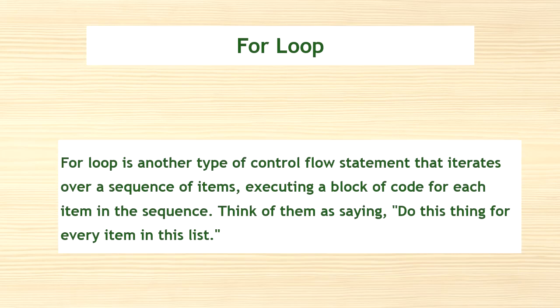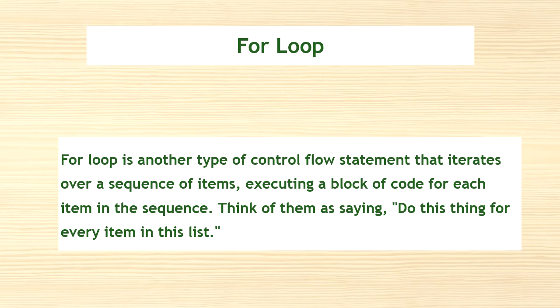For loop is another type of control flow statement that iterates over a sequence of items, executing a block of code for each item in the sequence. Think of them as saying, "Do this thing for every item in this list."